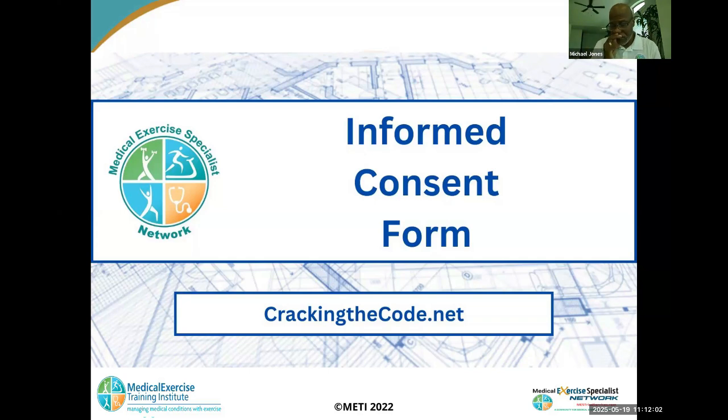The client's responsibilities include: I agree to follow the instructions provided by the medical exercise specialist. I'll report any pain, discomfort, unusual symptoms, or changes in health status. And I understand that participation is voluntary and it may stop at any time. Also, it gives you information on medical clearance and acknowledgement. They acknowledge they've been referred by a medical provider and received medical clearance to participate.